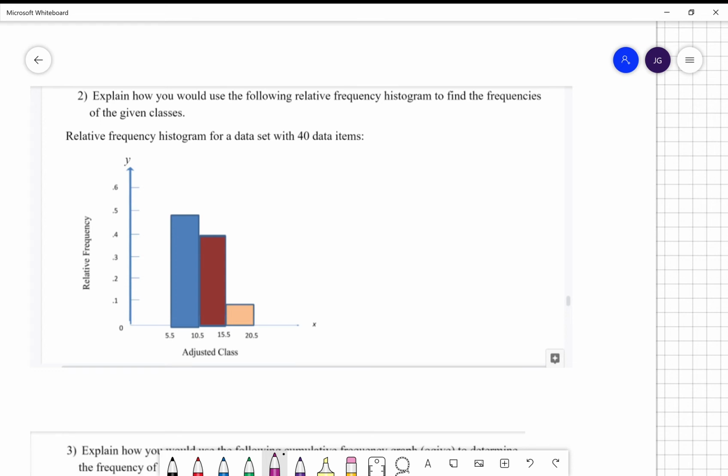Okay, we're going to finish up lesson 8.2. Explain how you would use the following relative frequency histogram to find frequencies of the given classes. Okay, remember that a relative frequency is the decimal equivalent of the percent.